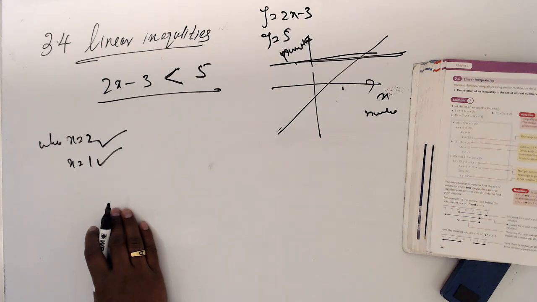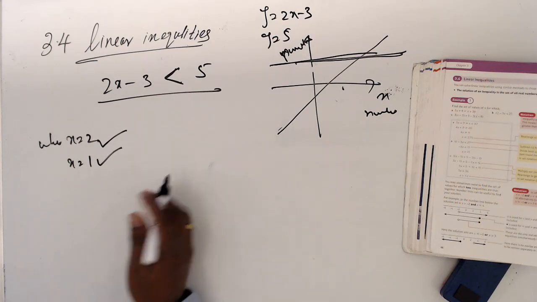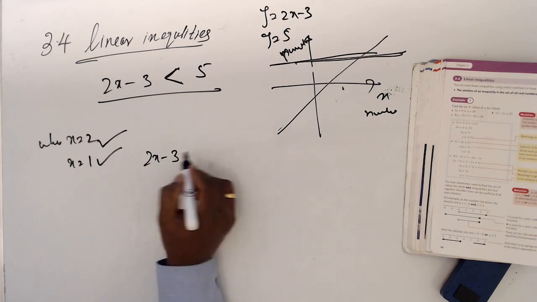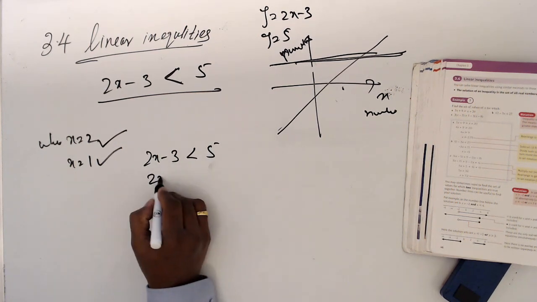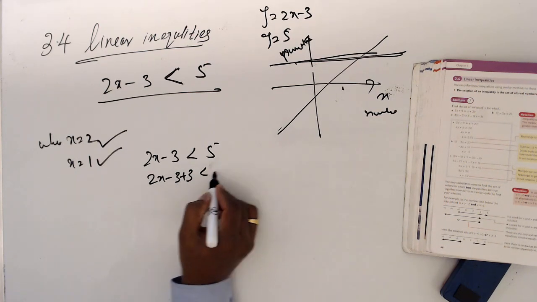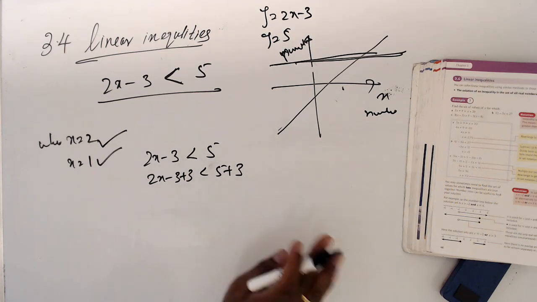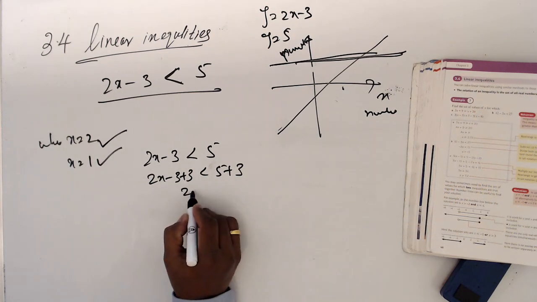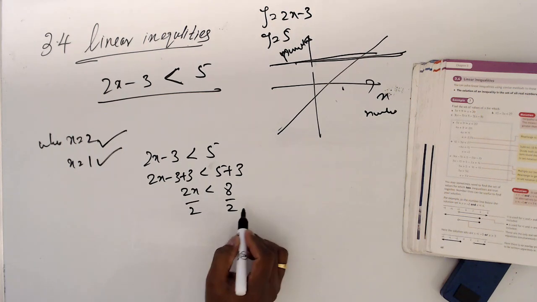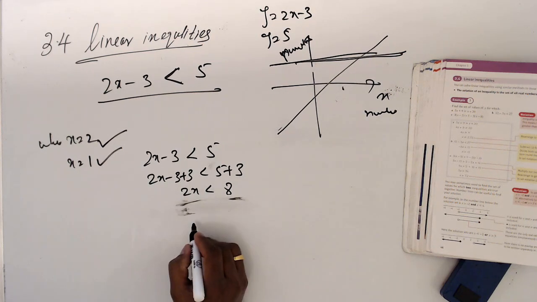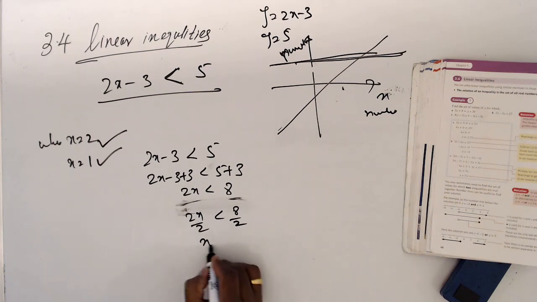How do you find them? Instead of this, you solve this one. 2x minus 3 less than 5. You can add 3 to both sides, and it doesn't flip the sign. The 3s cancel out: 2x less than 8. Since 2 is positive, you can divide both sides by 2, and the sign stays the same. So x is less than 4.